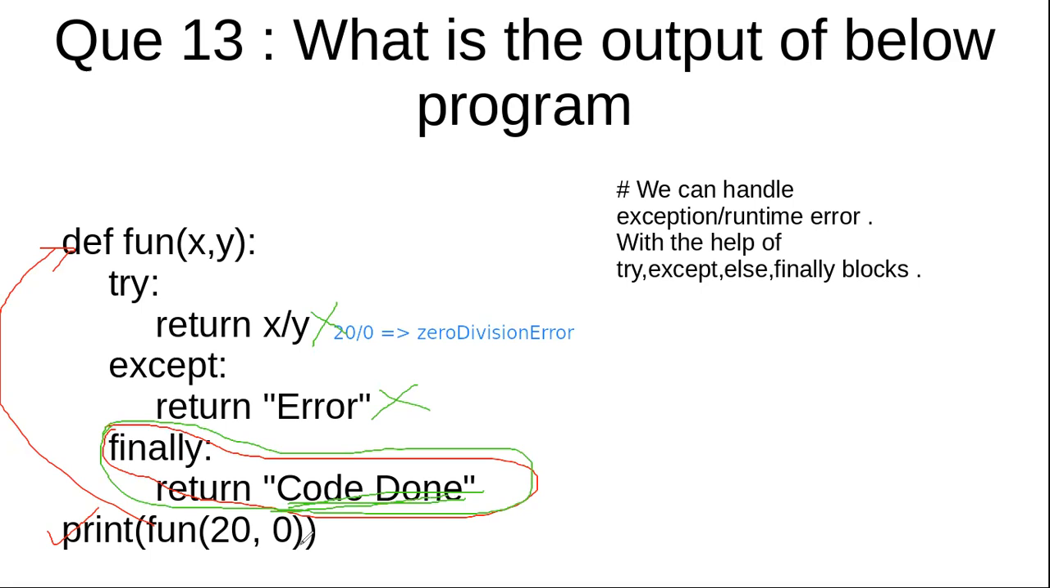It will print code done only. If there are any print statements here, those will execute, but not the return statement. That is the use of the finally block. The finally block will definitely execute anyhow. Since the finally block has a return statement, the other return statements will not work. One function can only return one value, and we need to execute the finally block anyhow.